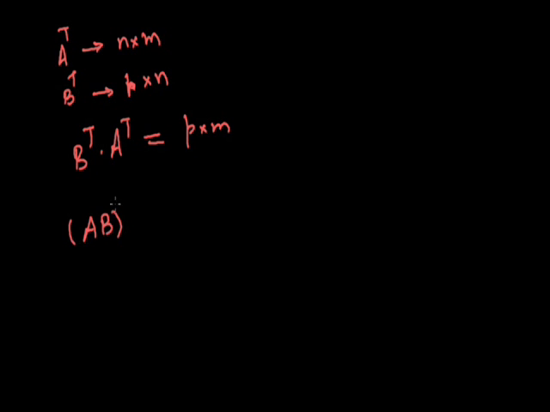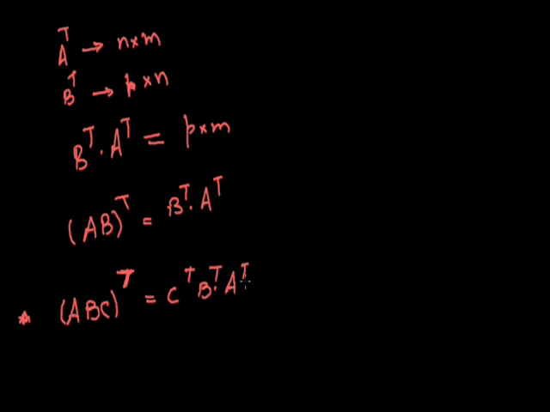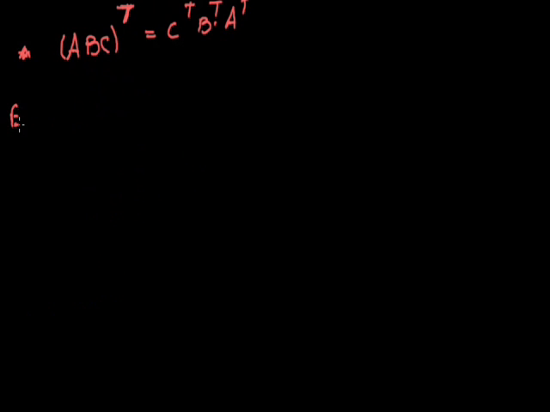So (AB) whole transpose is equal to B transpose A transpose. Now this property is only for two matrices. If we take three matrices, A, B, C, and multiply them, then the transpose of the product is equal to C transpose B transpose A transpose. Now let's take an example based on the transpose of a matrix.